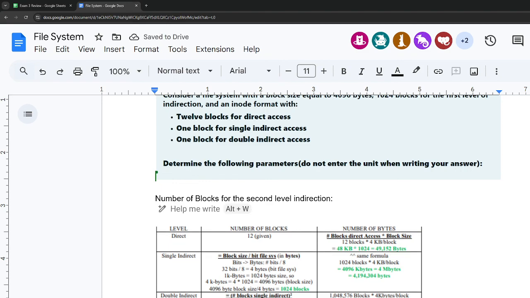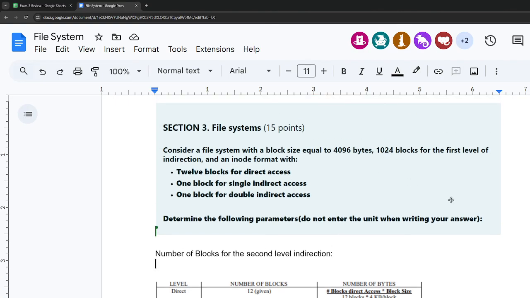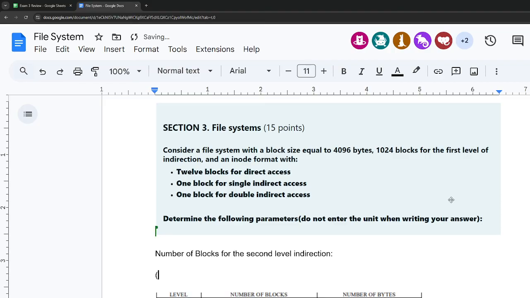Let me make sure, yeah, it's here on the cheat sheet. So it's going to be the number of blocks in one indirect, and we know it's 1024 blocks. So it's going to be 1024 squared. Let me just do the math real quick. There you go, 1,048,576. That's what you will get here.